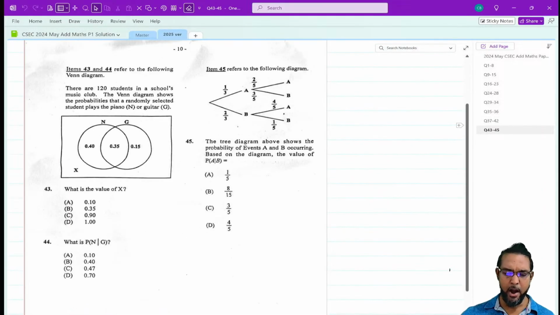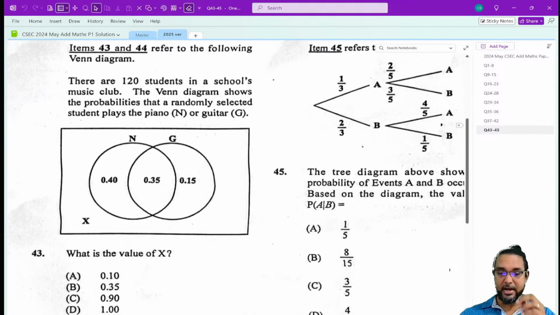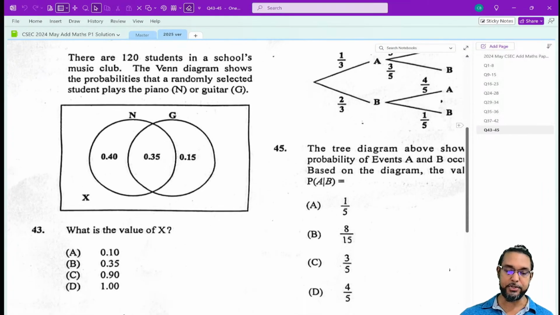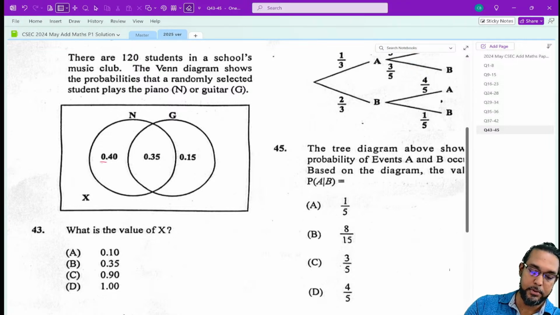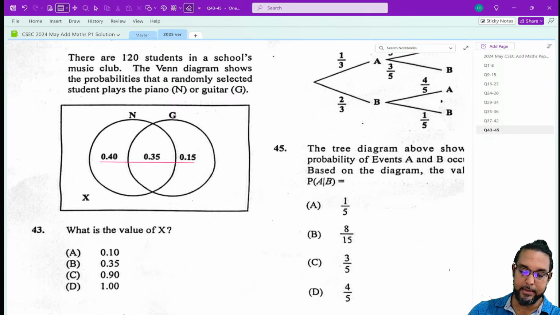Alright, last 3 questions. Items 43 and 44 will be funded. Okay, cool. So there are 120 students in a school's music club. The Venn diagram shows the probabilities that a randomly selected student plays the piano or guitar. What is the value of X? So the X is people on the outside of both of those sets, which means people who play neither. So if we add up all of these, that's going to give us 0.9, right? So 1 minus 0.9 is 0.1. So X is 0.1.